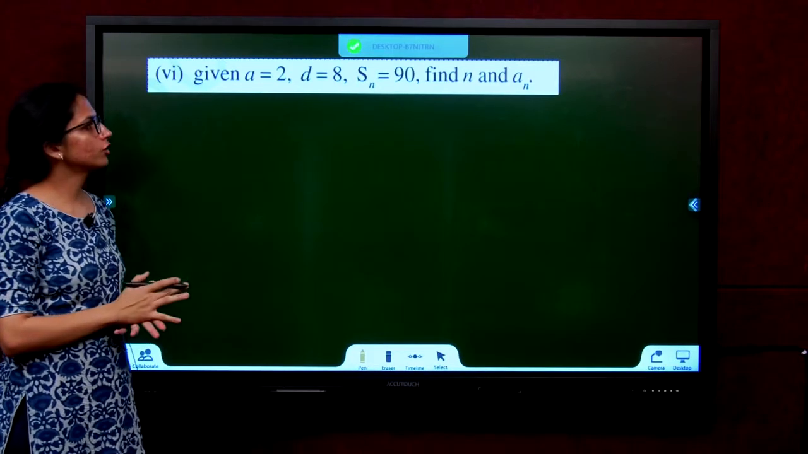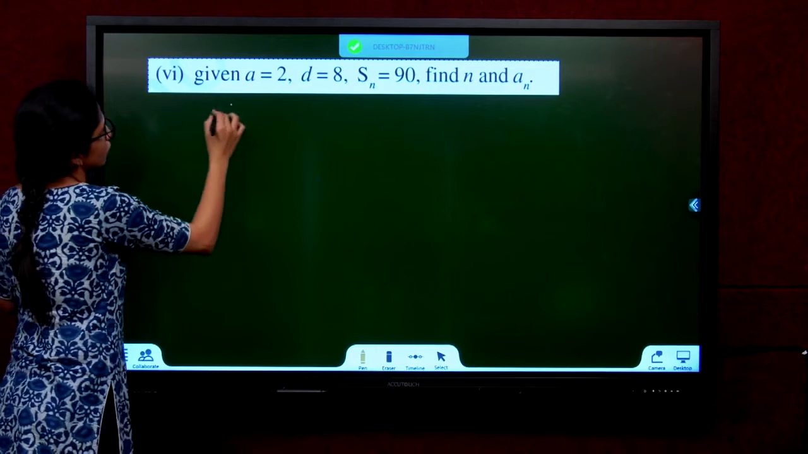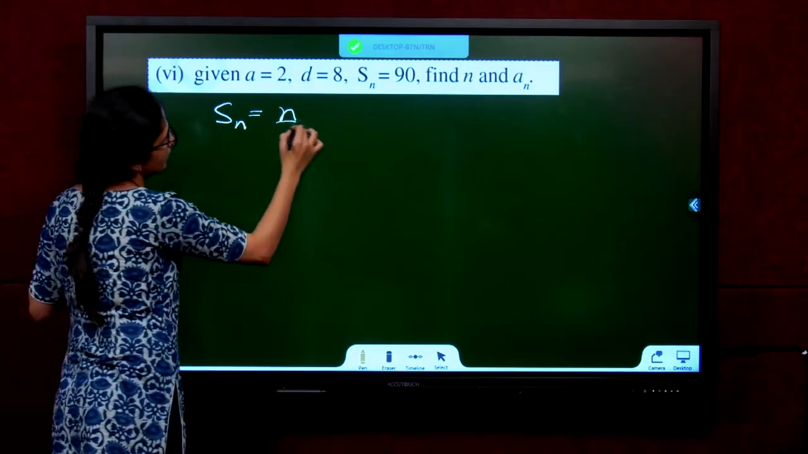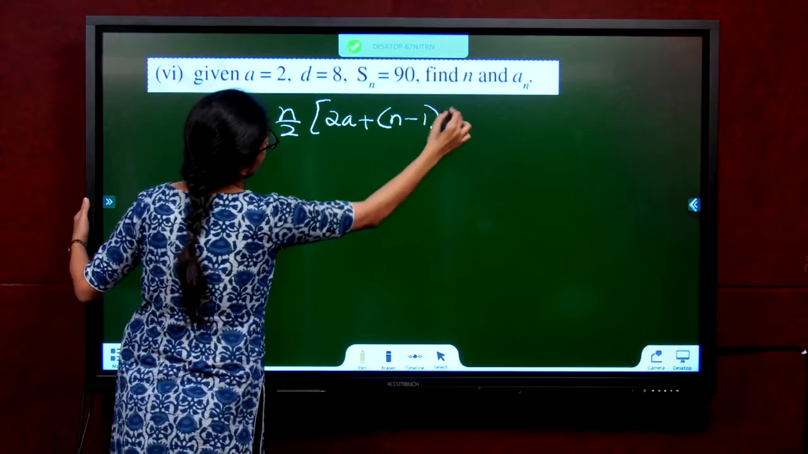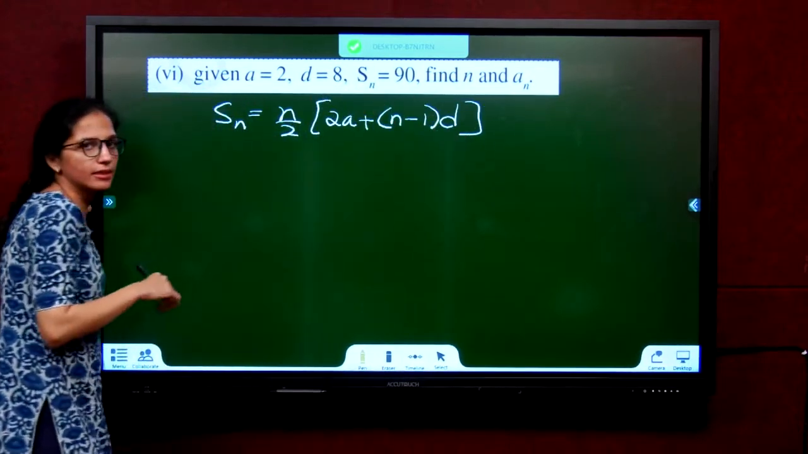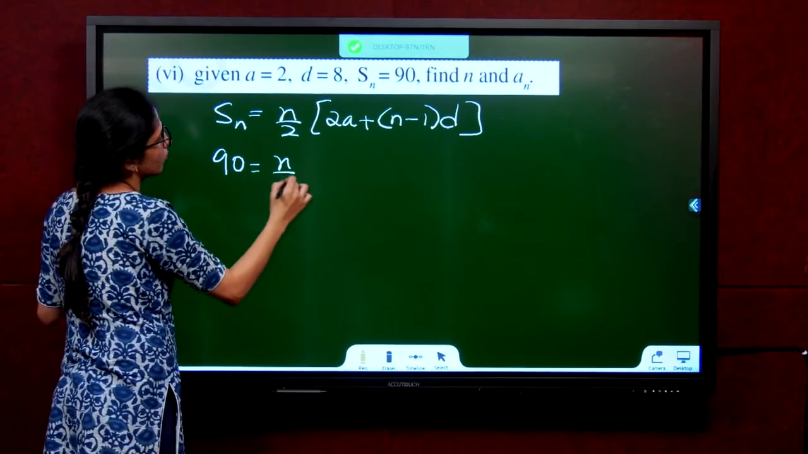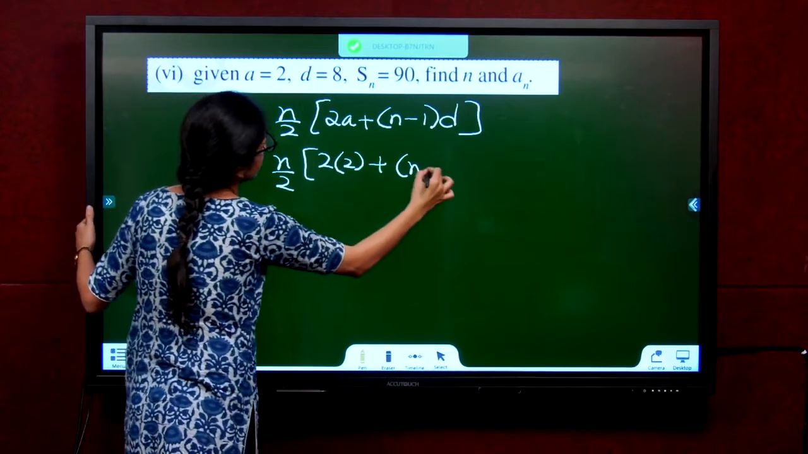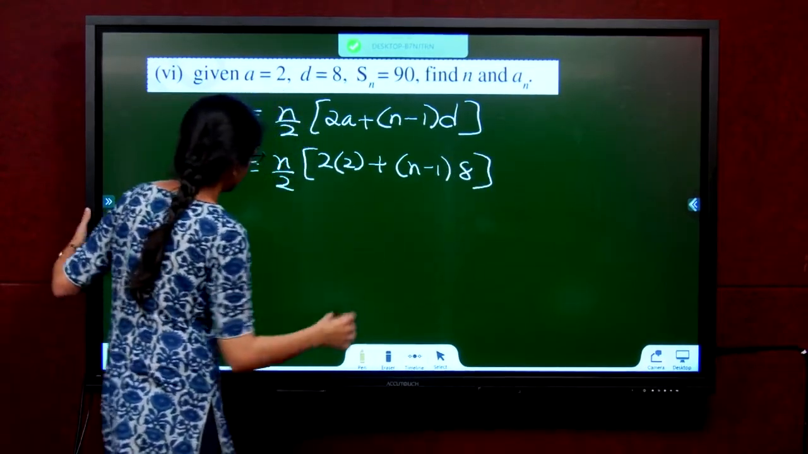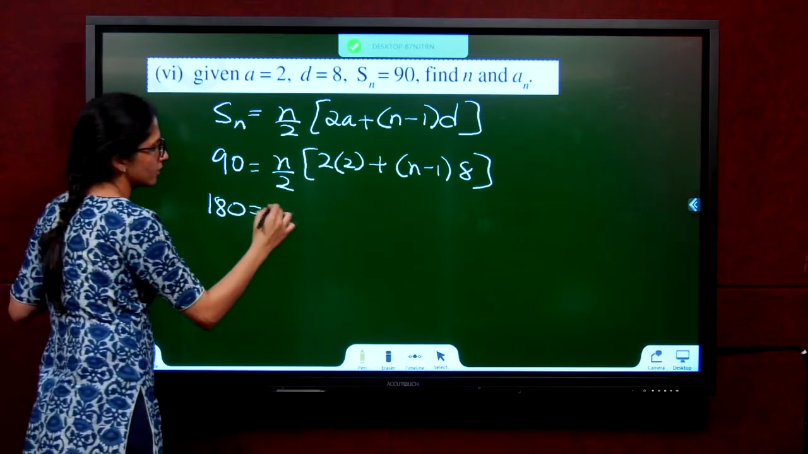Given A is equal to 2, D equals 8 and Sn is also given. Find n first. So what is Sn? n by 2 into 2a plus n minus 1 into D. Why did I decide to use this? Because they have given D, they have not given An. Sn is 90, n I don't know, I want to find. 2 into 2 plus n minus 1 into 8. There are many methods to solve this. So we'll send 2 here. 180 is equal to n.